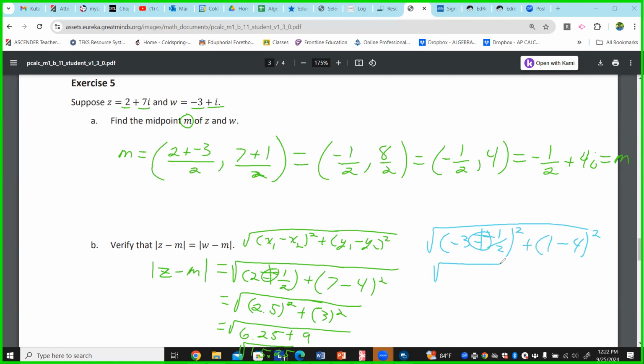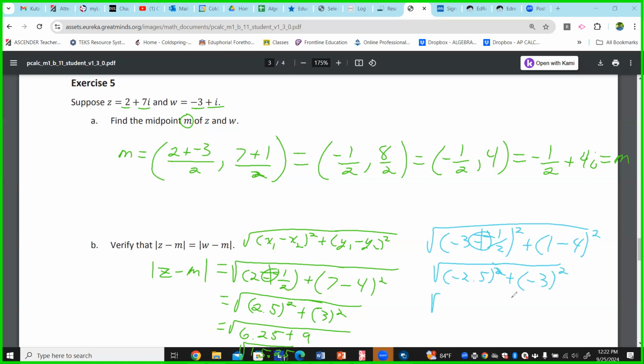Not quite. It'd be -2.5 or -5/2, because technically that would be the same thing as -6/2, and then when we add the 1 to it, it becomes -5/2. But I'm good either way. I'm going to write -2.5 squared. And then what's 1 minus 4? -3.